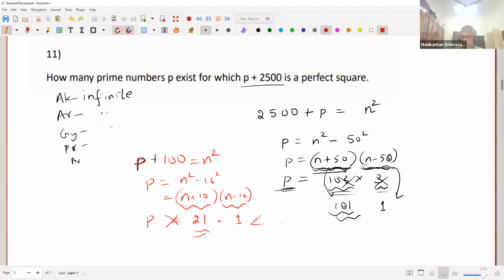21 is not even prime here, right? At best, one was possible. Even that is gone in this example. Vishwita, is this clear to you? This example?